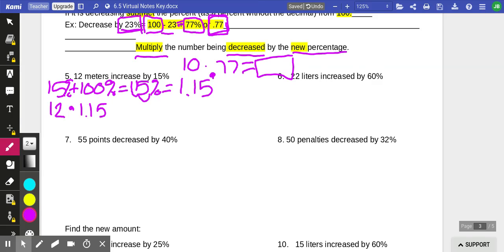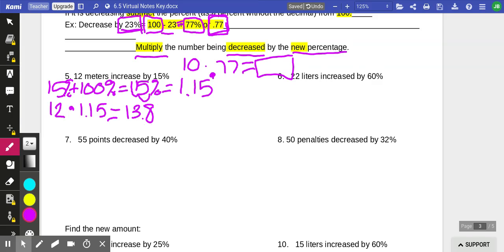So I do 12 times 1.15. That's going to give me 13.8. So that means if I increase my ability to swim every week, my goal is 15% to increase it by, that means by week 2, I'm going to be able to swim 13.8 meters.